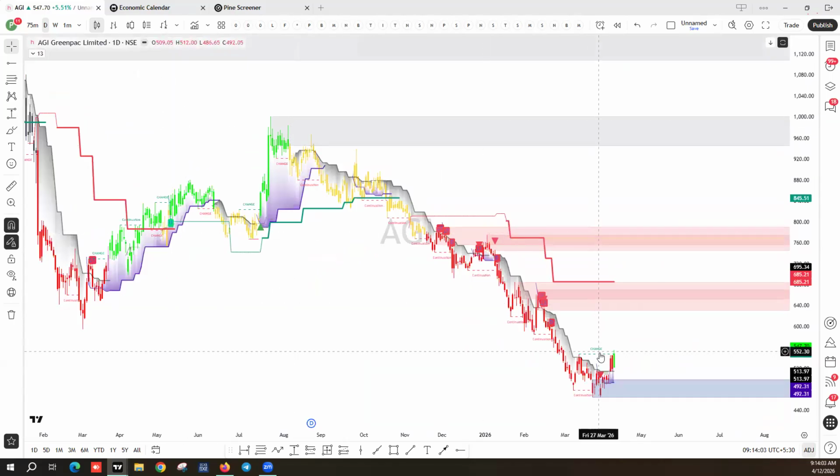Then AGI, it has turned to green. The bias is bearish. Momentum was bearish, kept falling strongly. First time it has turned green, and we have noticed that when this happens again, it can go down below this and close as a red color. So if you buy here on retracement and aim for this target, still it will be a low probability trade.